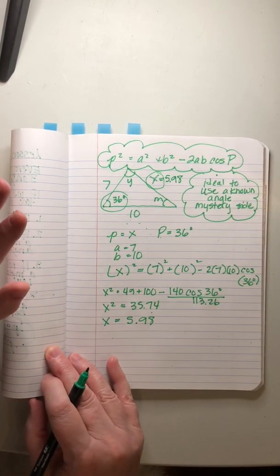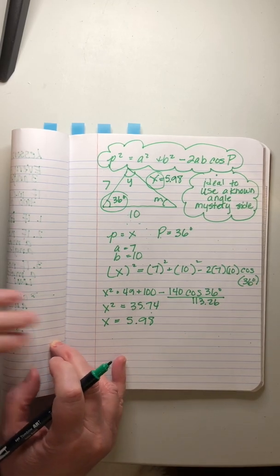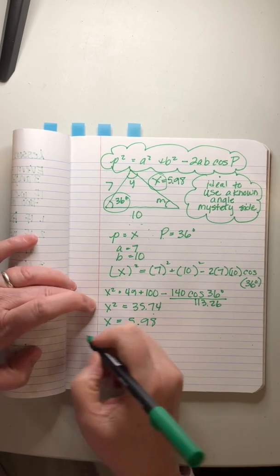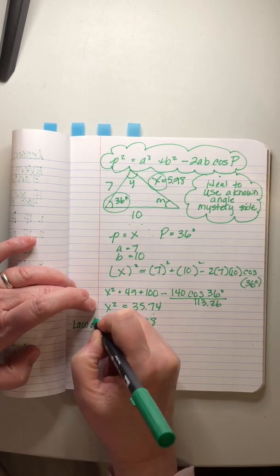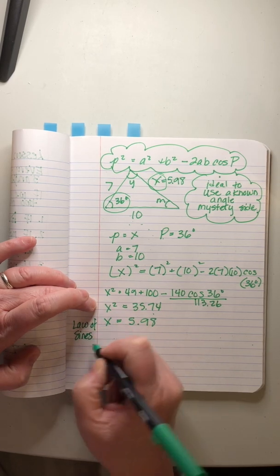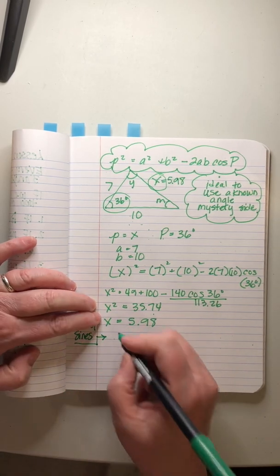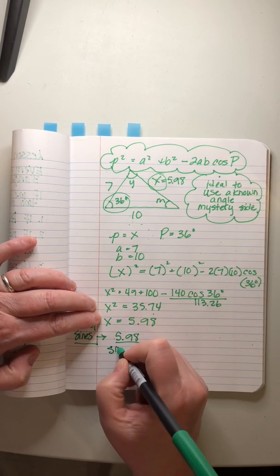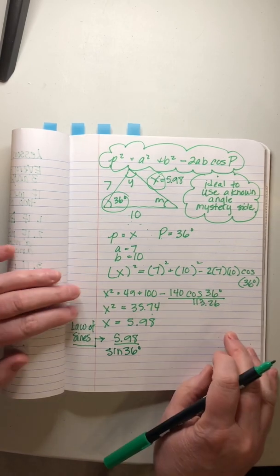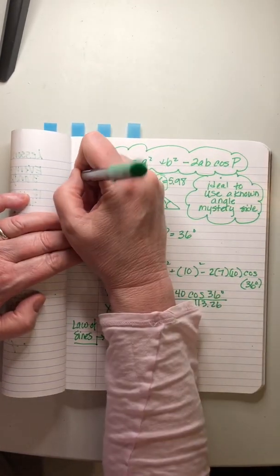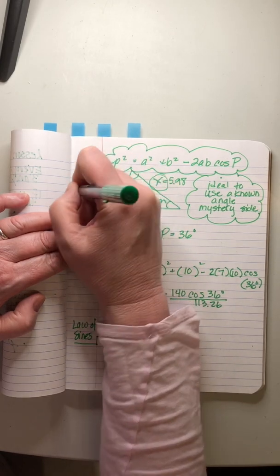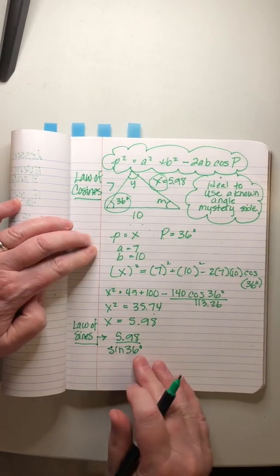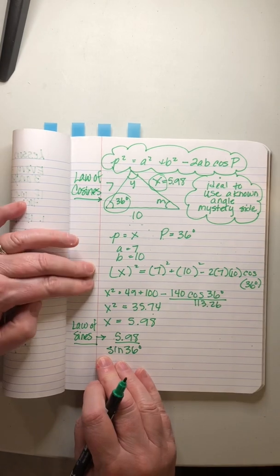Okay, now we've got a pair, don't we? So now we can kick in and use the law of sines. That kicks in right here because now we've got a pair. We've got 5.98 over the sine of 36 degrees. See how I change? Up here, we didn't have a pair, so we used the law of cosines. Then once we get the pair, we can change gears and use the law of sines.